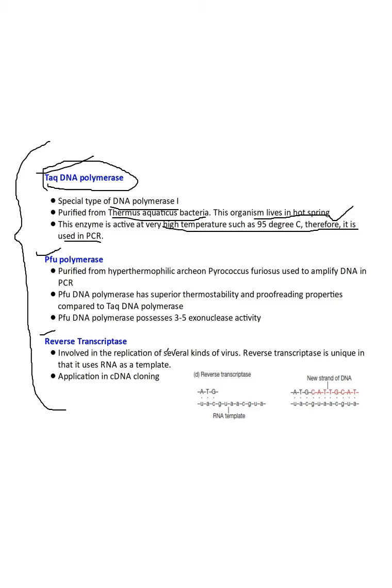Alright, at 95 degrees temperature, as used in PCR. So this is basically a PCR-used enzyme. Alright, so PCR application-based enzyme, Taq DNA polymerase.